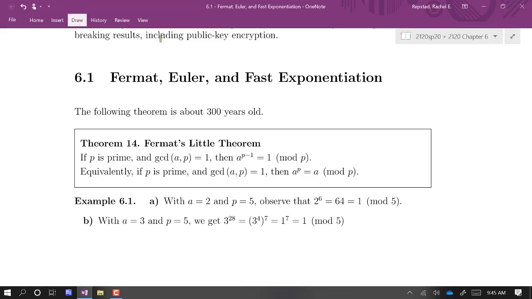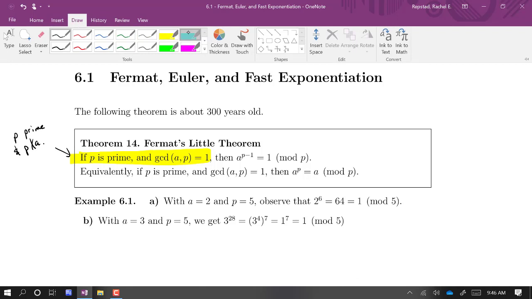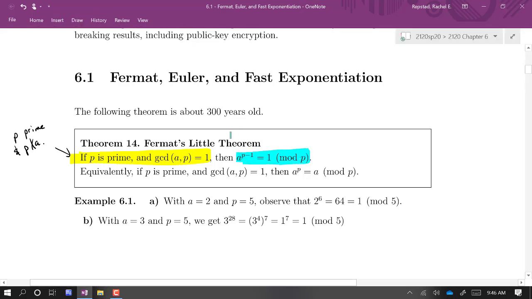So first, I'll just point out, with this statement, if P is prime and the greatest common divisor of A and P is 1, that just means if P is prime and P does not divide A. We could rewrite that if we want. If you took this equation that they give us, this basic result, and multiply both sides by A, then you get A to the P is equal to A mod P. So those are equivalent statements.